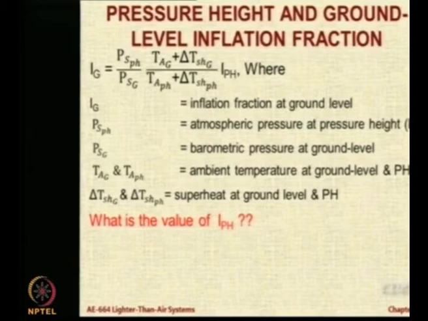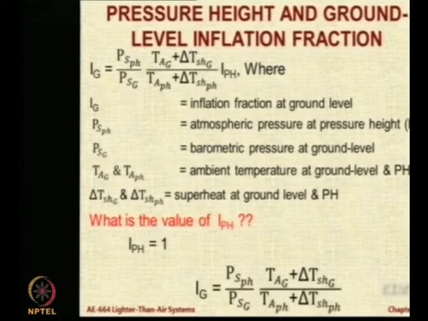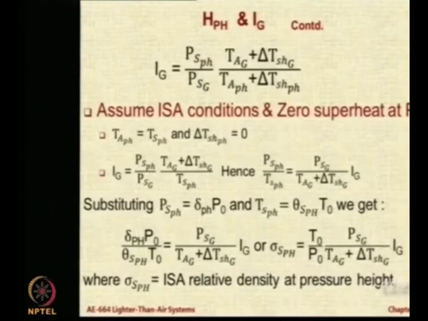Now, what is the value of IPH, the inflation fraction at pressure altitude? 100% or 1, ratio is 1. Correct. So you can replace it by 1, and hence you can say that inflation at ground would be equal to just the ratio of pressures and the ratio of temperatures, including the superheat if present, because the inflation fraction at the pressure altitude is 1. There is no air left, the balloon is flush. Okay, the same formula we copy ahead.